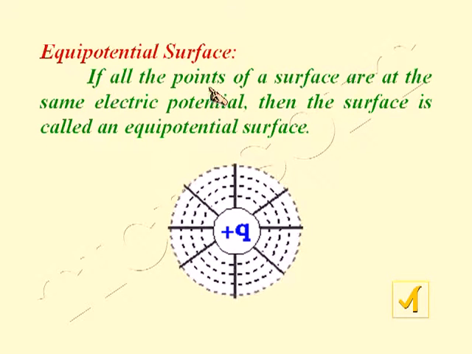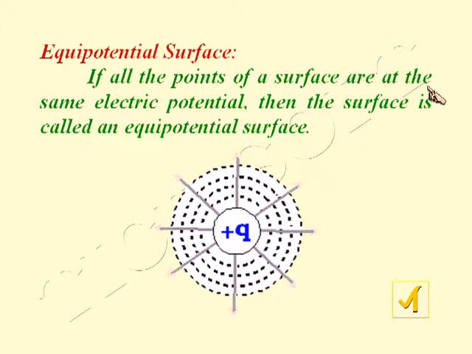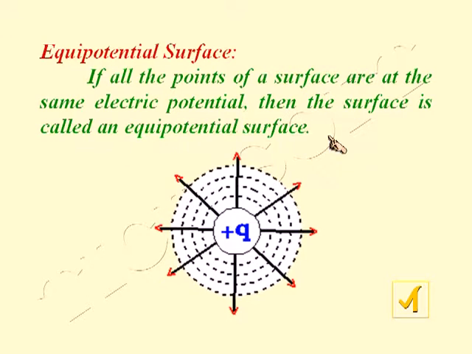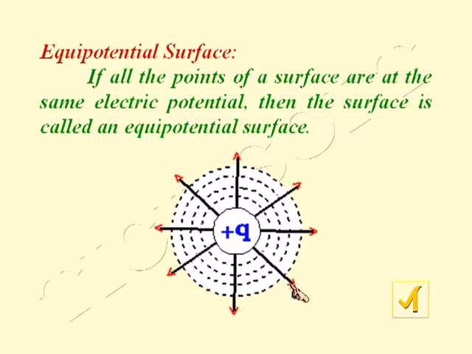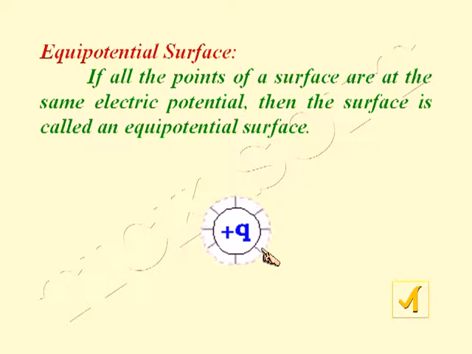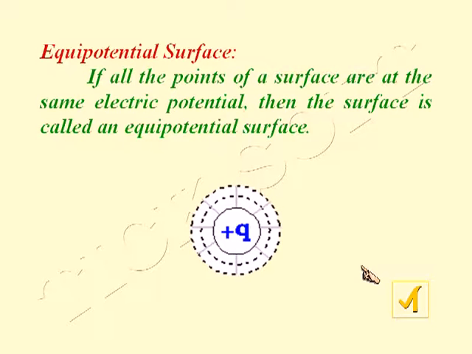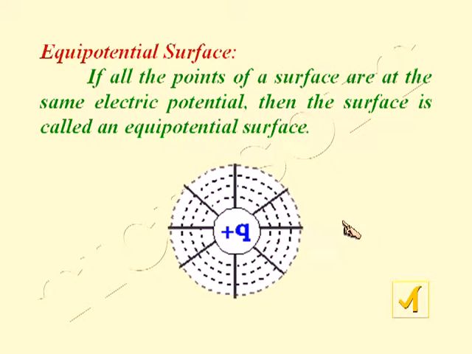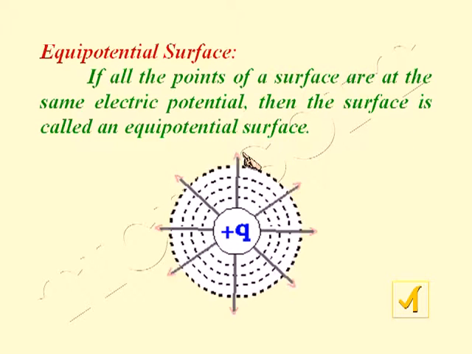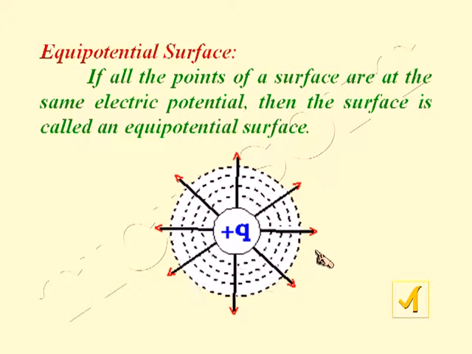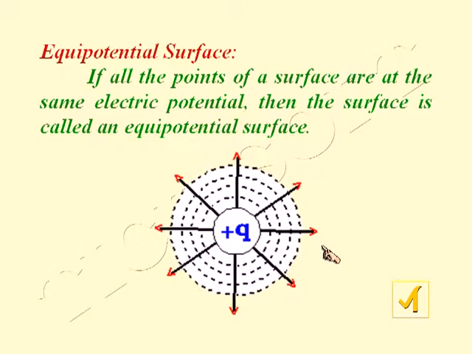If all the points of a surface are at the same electric potential, then the surface is called an equipotential surface. Now in the figure, for the first circle, all the points are equidistant from plus Q. So the first circle will be the first equipotential surface. Similarly, the second circle, third circle, fourth circle, all the points on the circle are equidistant from the charge Q. So this surface is called an equipotential surface.